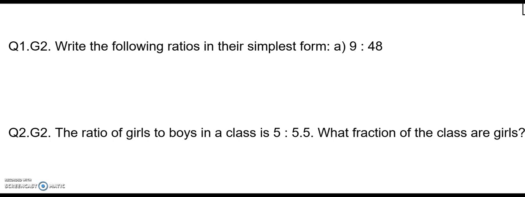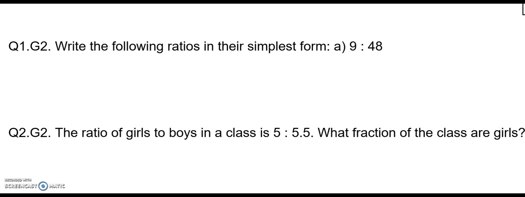Progress check 2.1, ratio and proportion. Question number 1. Write the following ratios in their simplest form. 9 to 48. So we've got these two numbers, which we've got to think what factor they have in common.